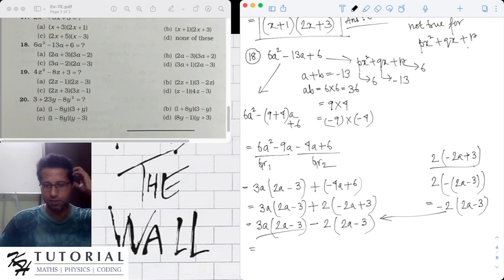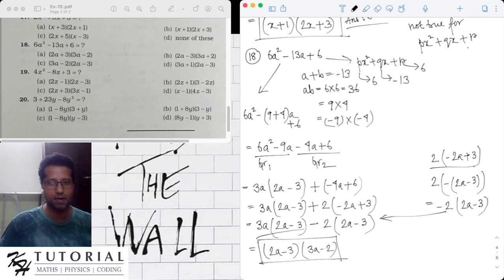Okay, so now I see both the groups have a common factor of 2a minus 3, and so the final factorization will be 2a minus 3 multiplied by 3a minus 2. So this is the final factorization, and hence the correct choice will be 3a minus 2 and 2a minus 3. So the correct choice is C. C is the correct choice.